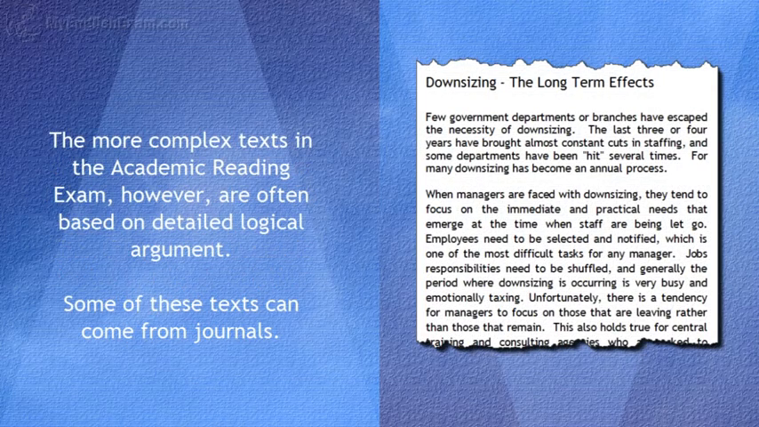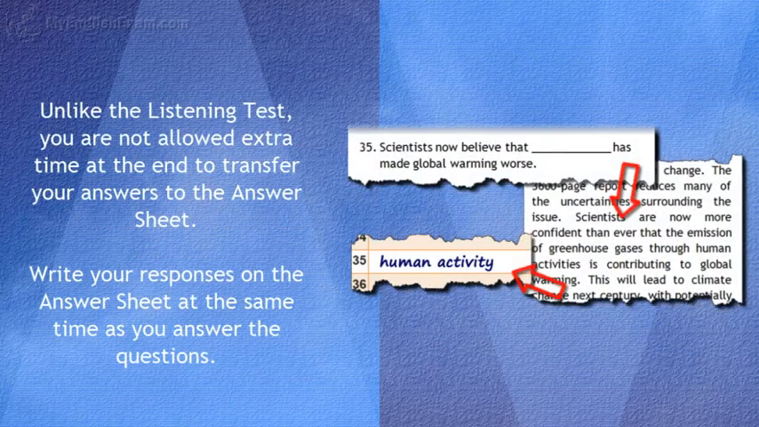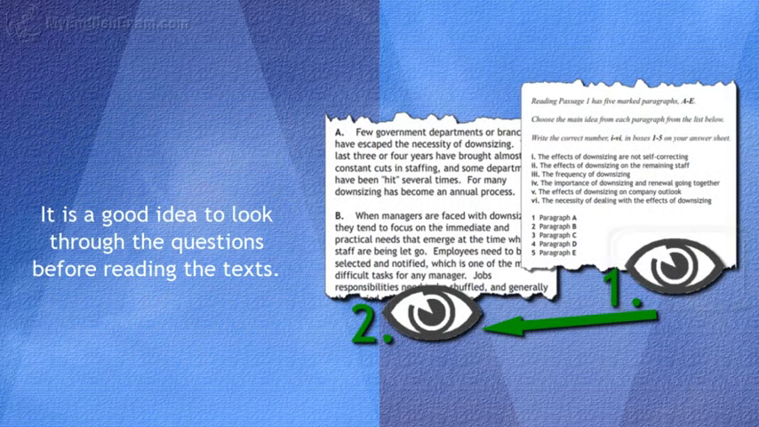The more complex texts in the academic reading exam, however, are often based on detailed logical argument. Some of these texts can come from journals. Unlike the listening test, you are not allowed extra time at the end to transfer your answers to the answer sheet. Write your responses on the answer sheet at the same time as you answer the questions. It is a good idea to look through the questions before reading the texts.